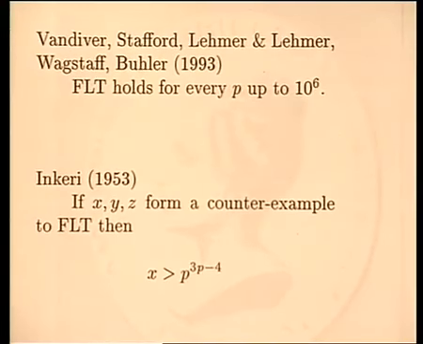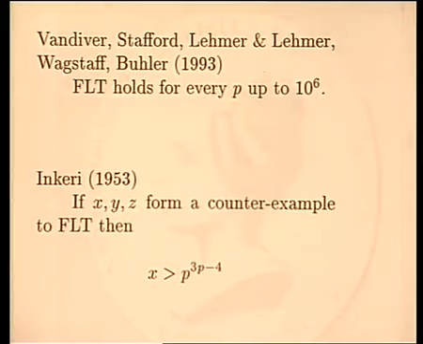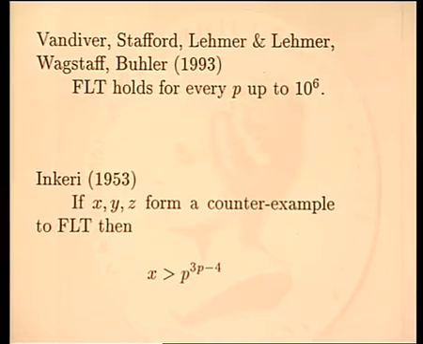The value of this computationally was shown by Inquiry, who proved in 1953 that if x, y, and z form a counterexample to Fermat's theorem, then x must be at least a number which is slightly less than p to the 3p, and since we know that p must be at least a million, if x, y, and z form a counterexample to Fermat's theorem, then x must be at least 10 to the 18 million, a number of nearly 20 million decimal digits, and so we know, in particular, that any number that could be written down in a convenient space of paper, such as the margin of Bachet's edition of the works of Diophantus, cannot possibly be part of a counterexample to Fermat's theorem.